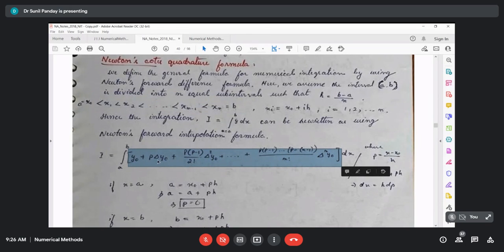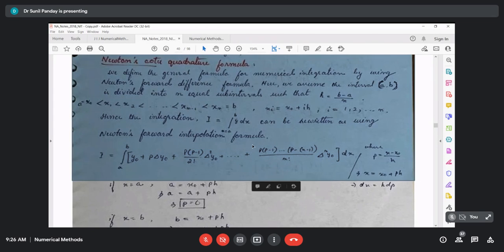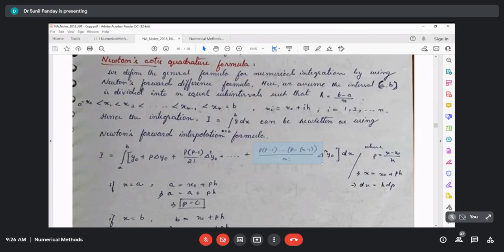y naught plus p delta y naught plus p into p minus 1 upon 2 factorial delta 2 y naught, and like this, p into p minus 1 into p minus n minus 1 upon n factorial delta n y naught. And what is the value of p? P here is x minus x naught upon h. Some authors use the notation s instead of p, but the meaning is the same whether I write s or p. It is x minus x naught upon h.